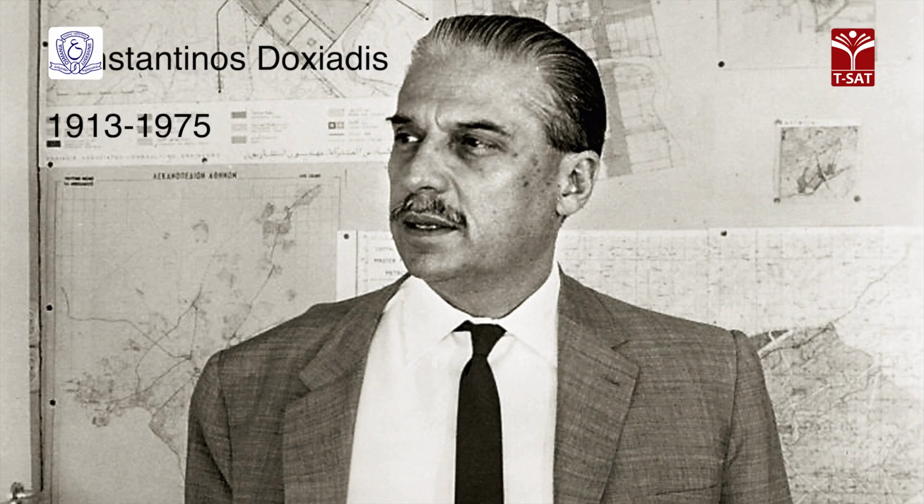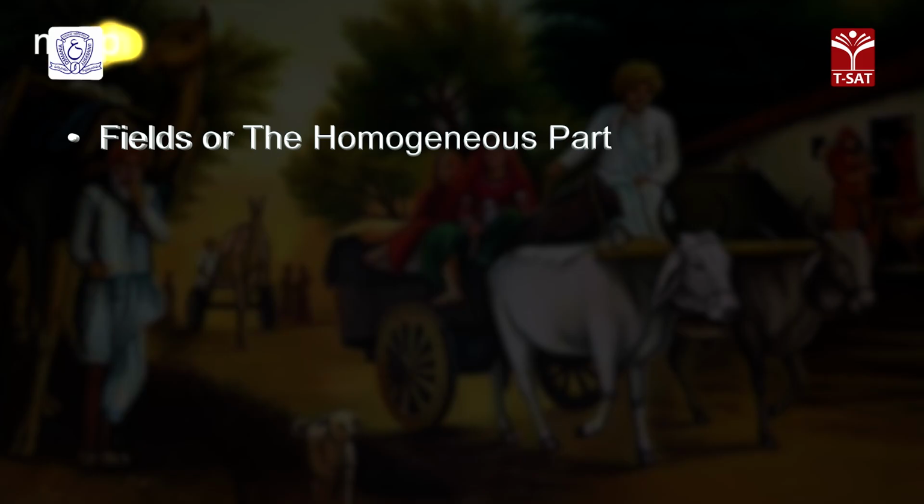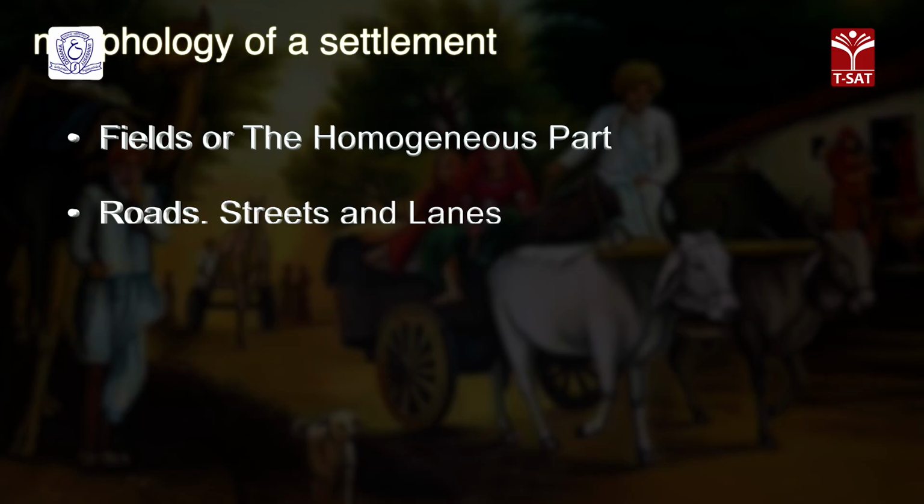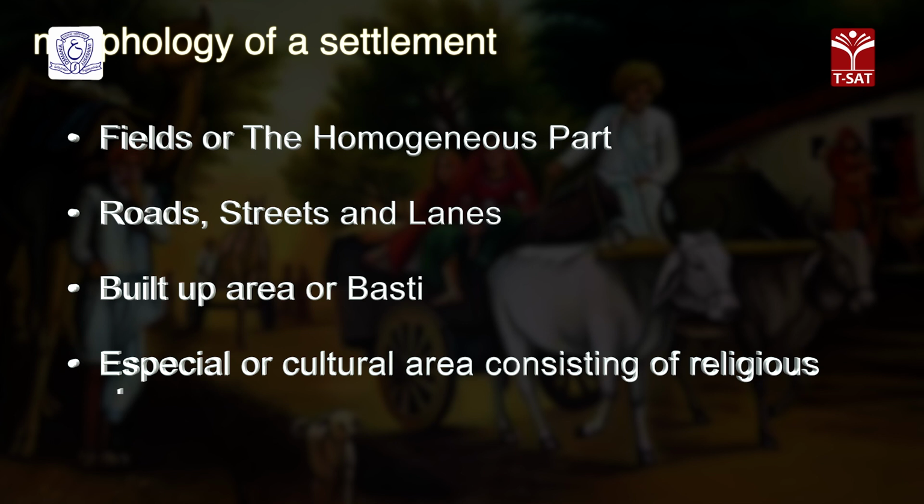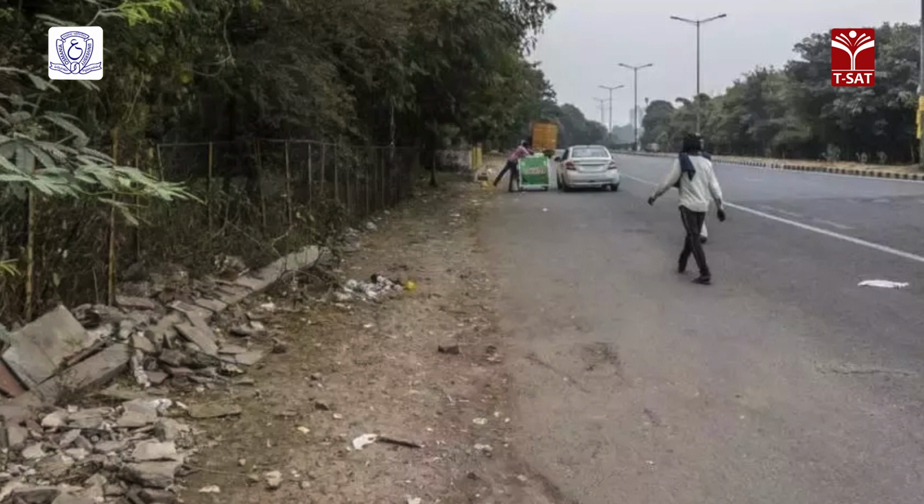Tsat, one of the leading settlement geographers, has identified 4 main parts within the morphology of the settlement. These include fields or the homogeneous part, roads, streets and lanes, built-up area or basti, and the special or the cultural area consisting of the religious places, panchayat ghar, chowk, morang or the youth club in tribal areas, and other cultural places. In almost all the settlements, the built-up area is surrounded by fields and the pasture lands, and the two are connected with each other with chuck roads and the footpaths.